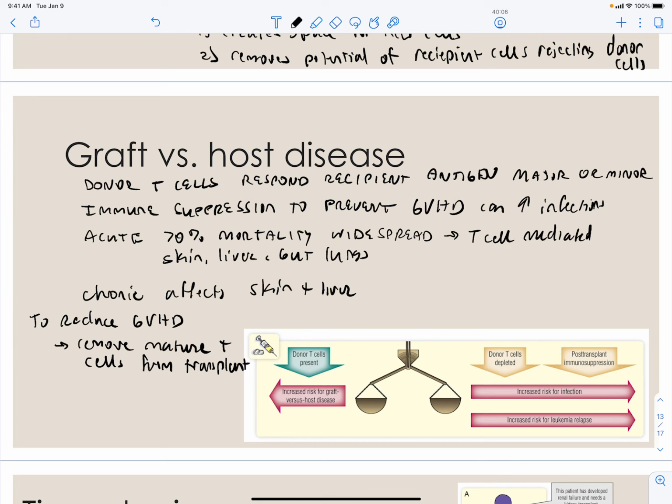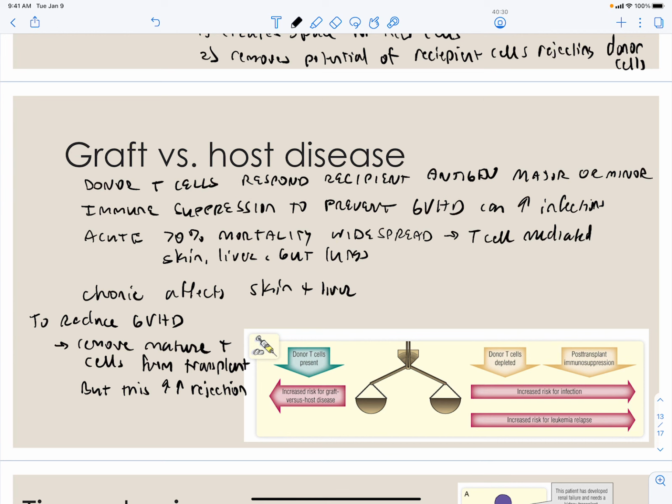However, if you do T cell depletion, you unfortunately increase the risk of graft rejection. So you are reducing graft versus host disease, but you're increasing the potential for rejection.